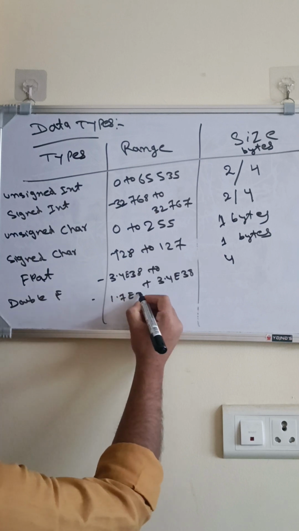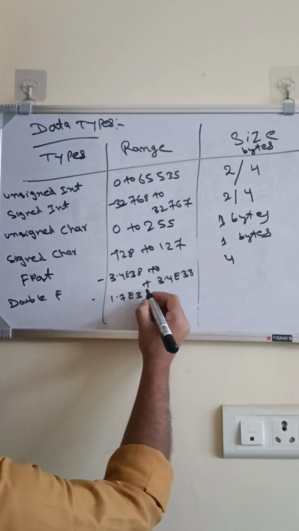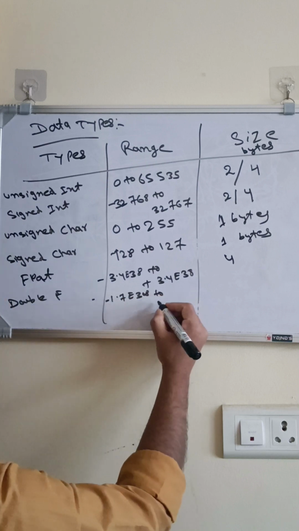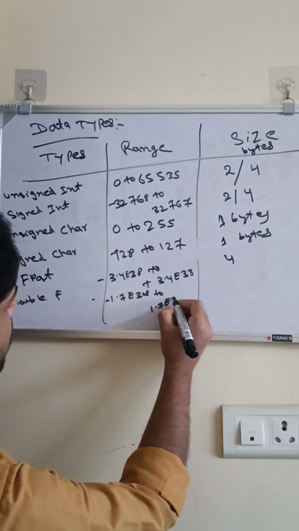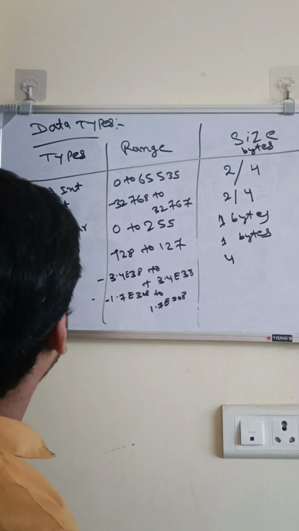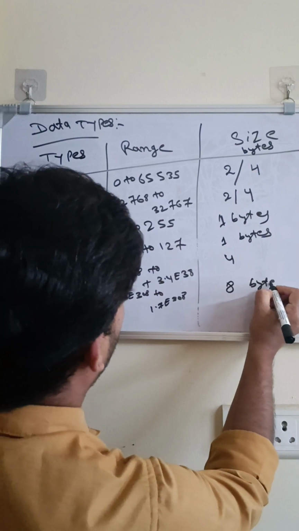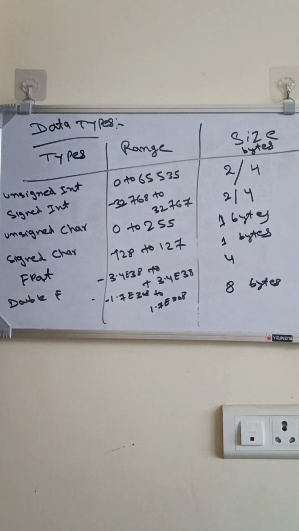Double float range is 1.7 e plus 308, and it will also come in minus. So 1.7 into 10 to the power 308. This is the size of double float. It will take 8 bytes. So this is the range, data types and size. We will see in the practical how it works.